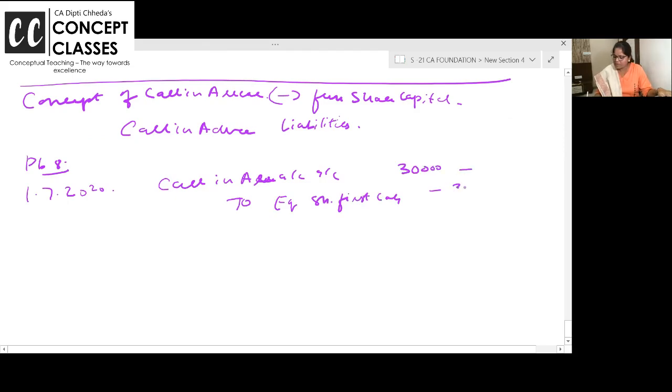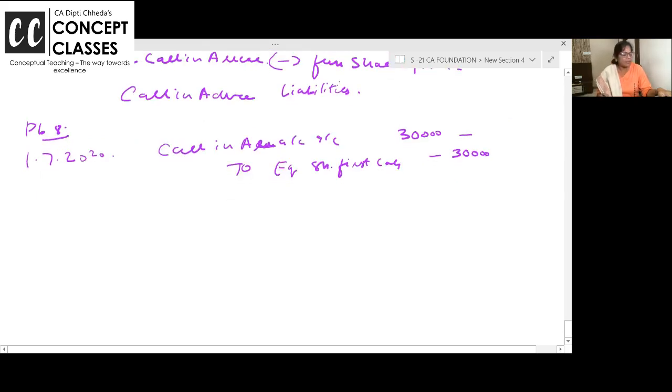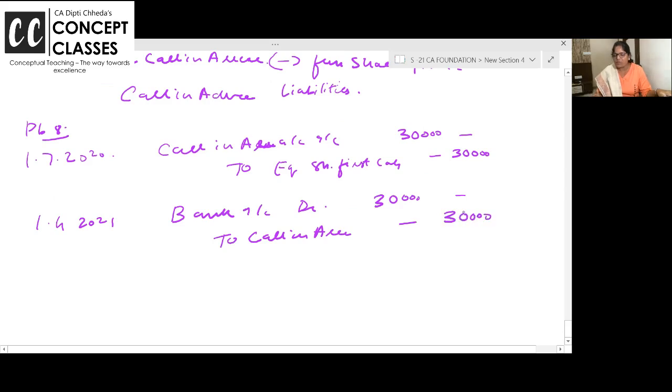30,000, 30,000. Call in arrears account debit to equity share call account 30,000. And now this was received in the next year, 1/4/2021 it was received. So bank account debit, your call in arrears is closed. Call in arrears which was there, it is closed. Just how it will appear, that entry we are writing.